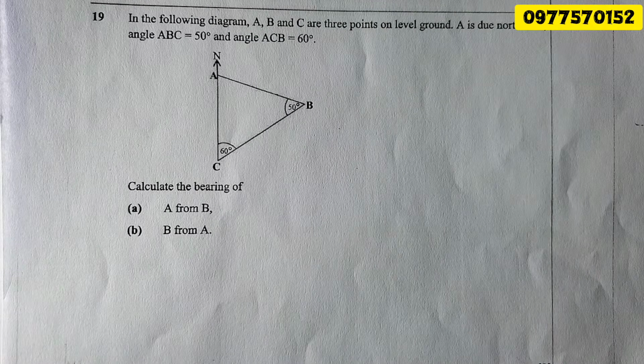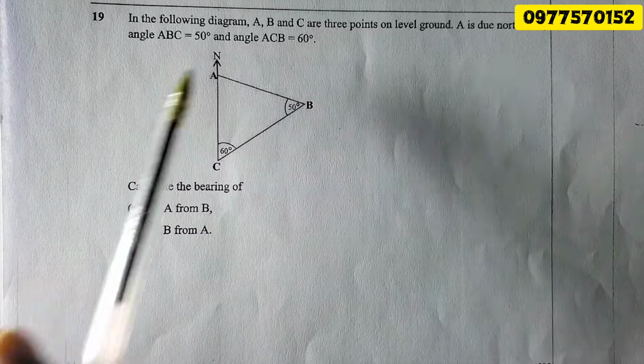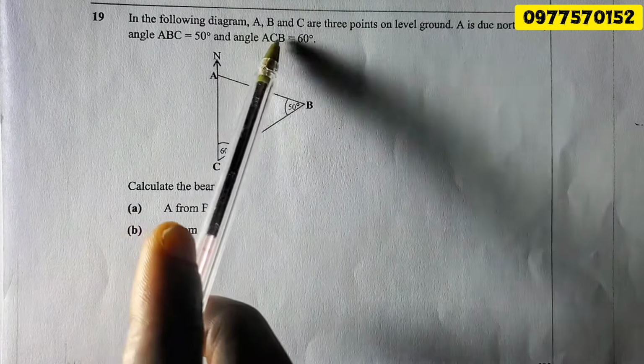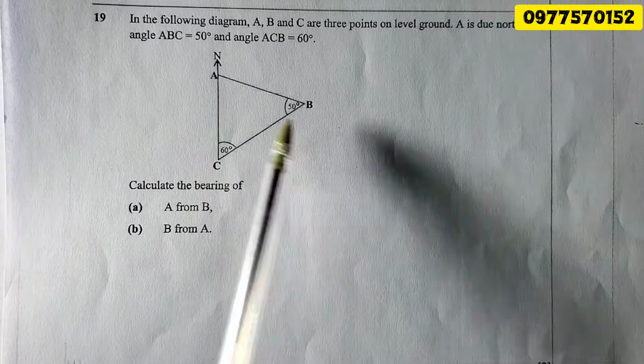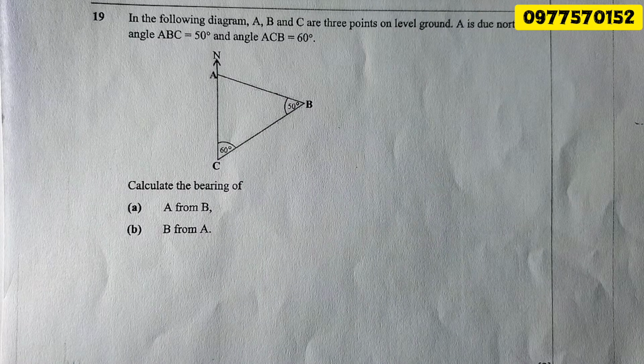Question 19 reads, in the following diagram, A, B, and C are 3 points on level ground. A is due north of C, and angle ABC is 50 degrees. Angle ACB is 60 degrees. As you can see here, these are bearings, by the way.